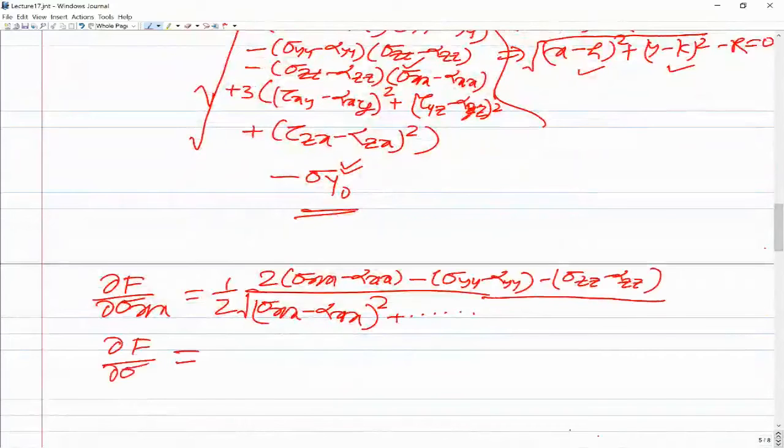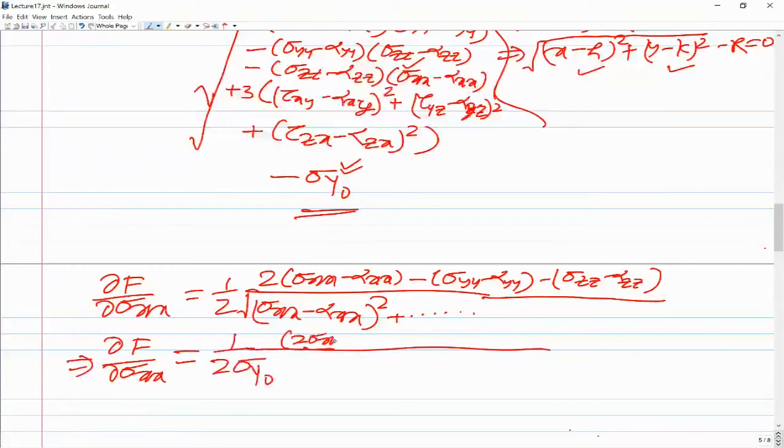So we can write this as del f by del sigma xx is equal to, now see, because we are again on the yield surface, the material is yielding, so f is equal to 0. So whatever is inside this square root sign would be equal to sigma y naught. So we can write this as twice of sigma y naught, and in the numerator we can write sigma terms together and alpha terms together. So you can write that as twice of sigma xx minus sigma yy minus sigma zz, and then minus twice of alpha xx minus alpha yy minus alpha zz.